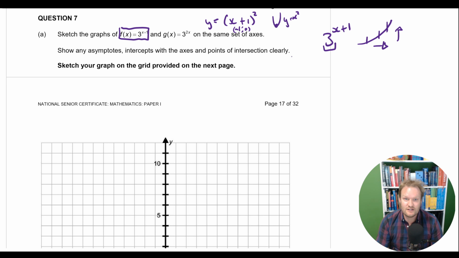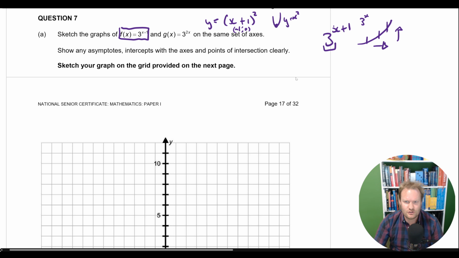That thinking still holds true for this graph. If we think of what the graph of y equals 3 to the x looks like, this graph is the same, but it's just moved to the left by 1. X plus 1 means it's moved to the left by 1; you'd have to put minus 1 to move it right. The other way we can look at it is to plug some values in and see what's happening.